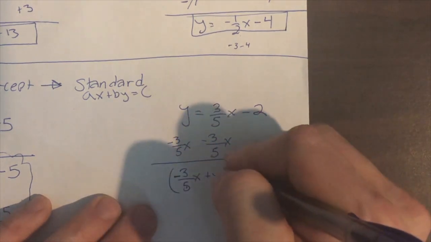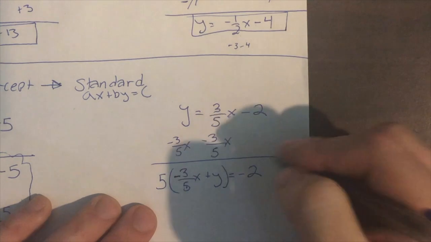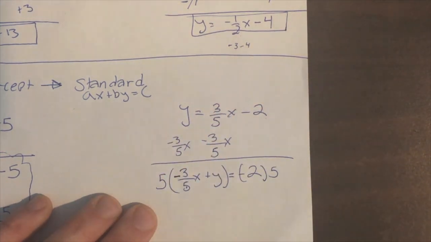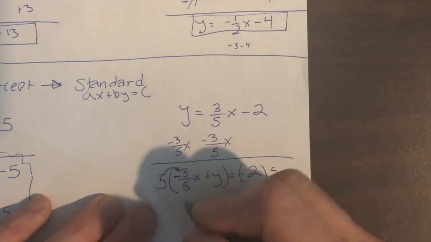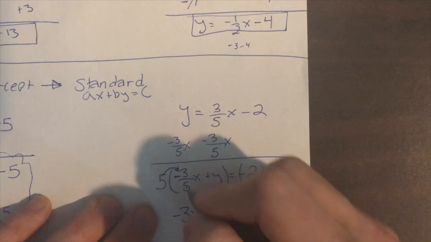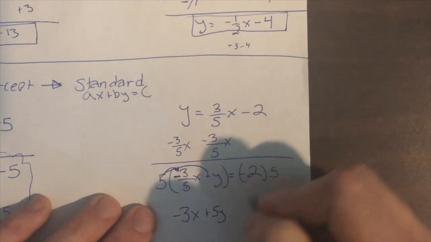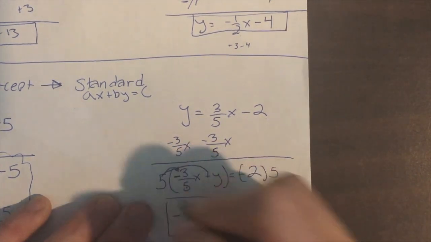So I can't leave it like this. What I'm going to do is, when you see a fraction, you multiply by its denominator. And I do that on both sides, because what I do to one side, I've got to do to the other. So here, I distribute, and in this case the fractions cancel, giving me 5y. Over here I multiply, giving me negative 10.